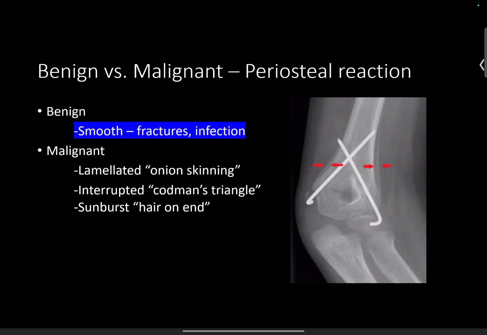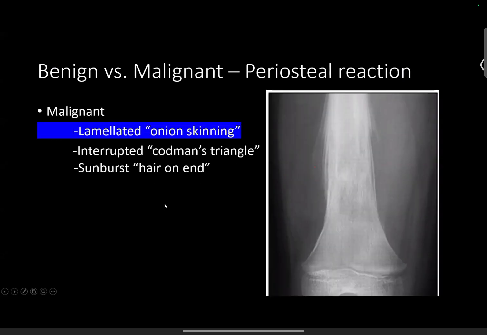and that's why you get that Codman's triangle, the two ends of interrupted periosteal reaction. Sunburst is hair on end. We rarely see it, but that's another malignant reaction. So here's an example of onion skinning. We can't even see where the lesion is. It is so ill-defined. If you see onion skinning, multiple layers, that tells you that the body is working overtime against this very biologically active lesion.